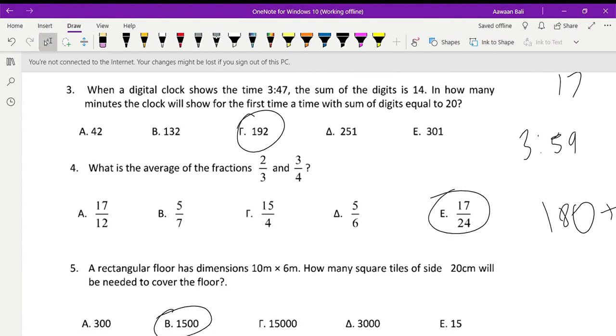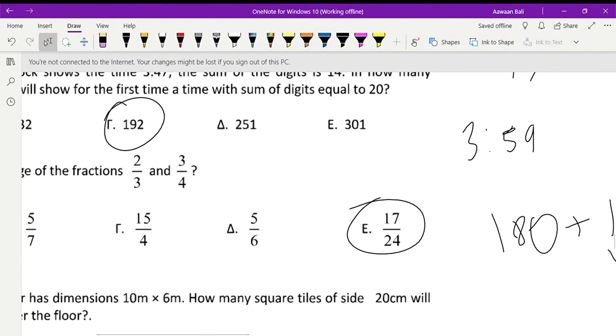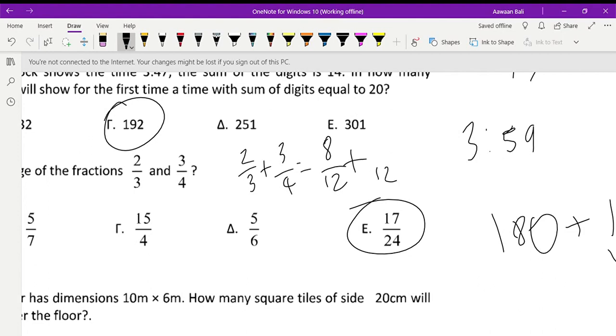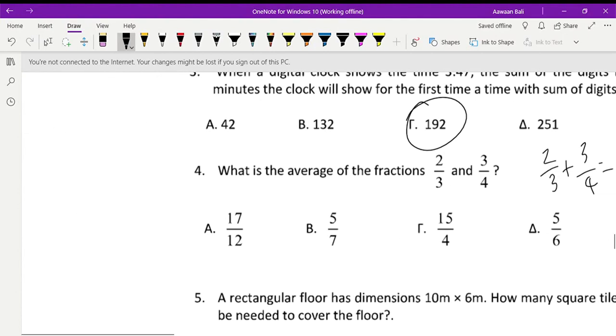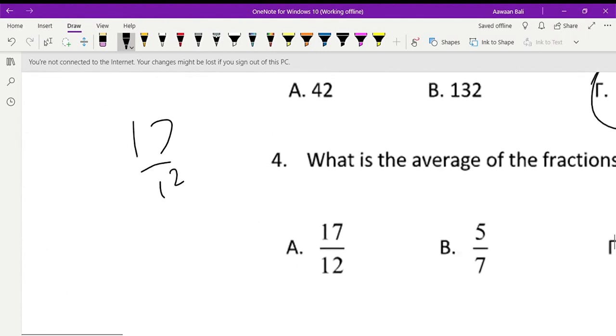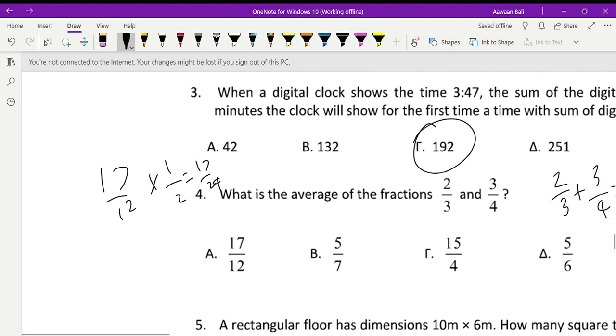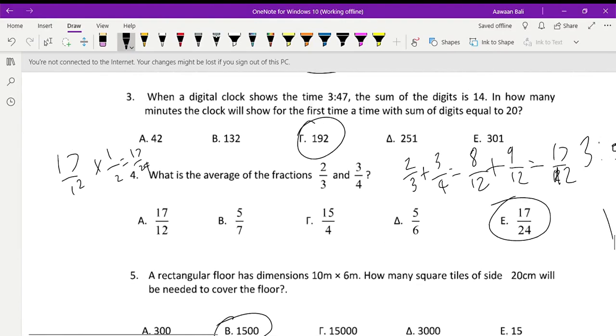What is the average of the fractions 2/3 and 3/4? The average is basically a mean. So we add all of the terms, and then divide that by the number of terms there are. Here there are two numbers, 2/3 and 3/4. So 2/3 plus 3/4, we can take the LCM, which is 12. 8 upon 12 plus 9 upon 12, 17 upon 12. However, there are two numbers, so you have to do 17 upon 12 divided by 2, which is basically, if you swap it around, times a half, which is 17 upon 24. And 17 times 1 is 17, and 12 times 2 is 24. Therefore, the answer is eta.